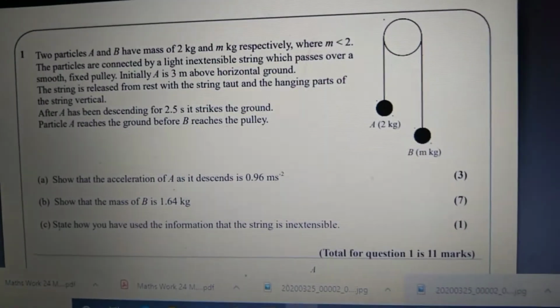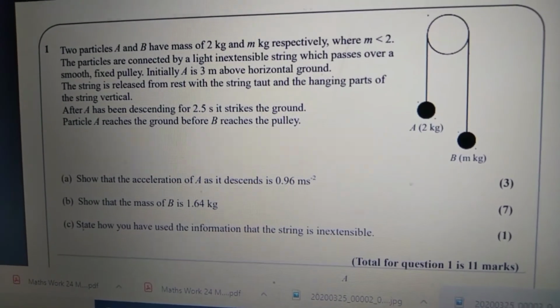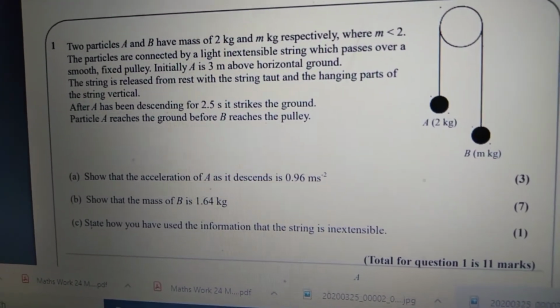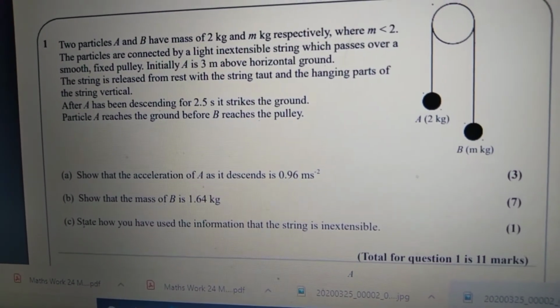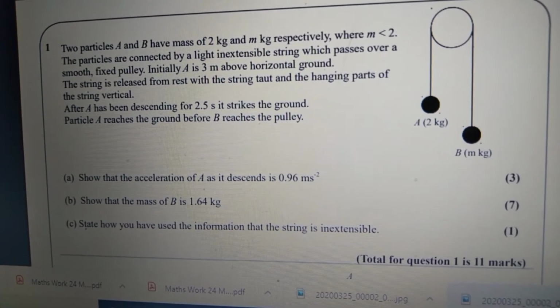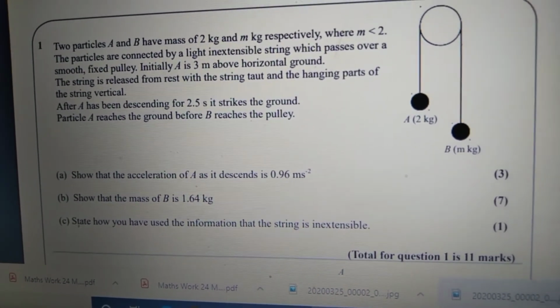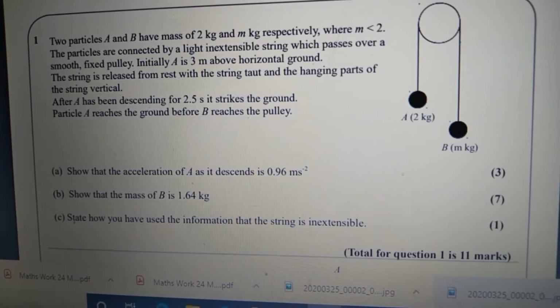Okay, hi folks. We're doing part B of this question. If you want to look at part A, it's the previous video. This is part 2, part B. And we've used suvat for part A. And now we're trying to find the mass of B, this mystery M, on question 1 of the worksheet.